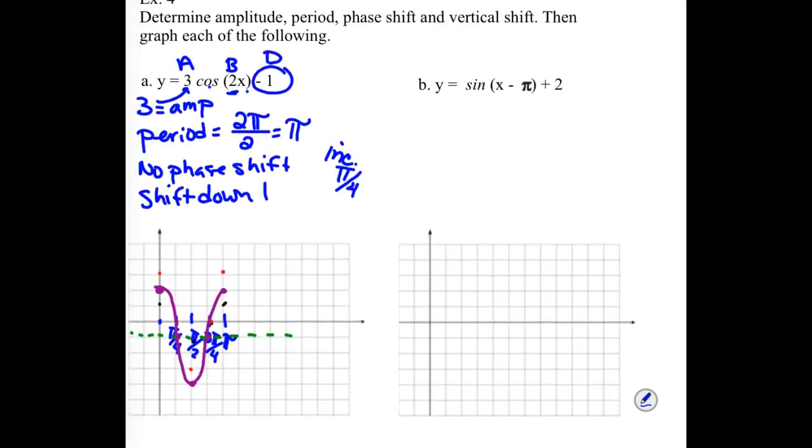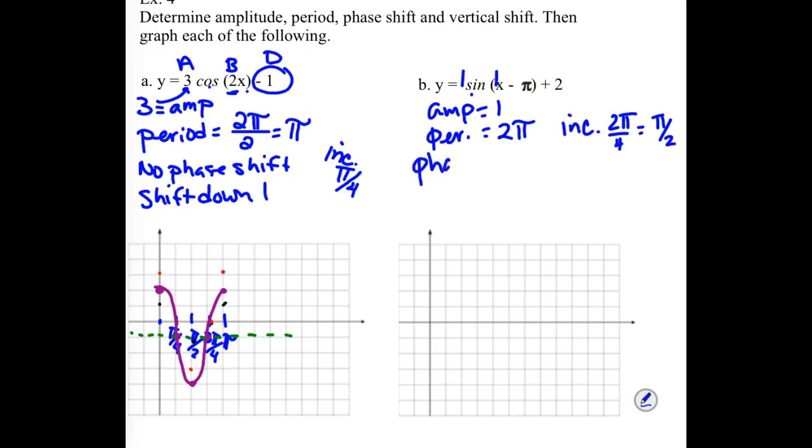All right. Our next one, we have a sine curve this time. Our A value is 1, so our amplitude is 1. There's no change there. Our B value is also 1, so the period has not changed. It's regular 0 to 2 pi. So the period has a length of 2 pi. Our increments will be 2 pi divided by 4, or pi over 2's. We do have a phase shift in this one. We are shifting, based on this, right 1 pi. And then we have a vertical shift. We are going to go up 2.